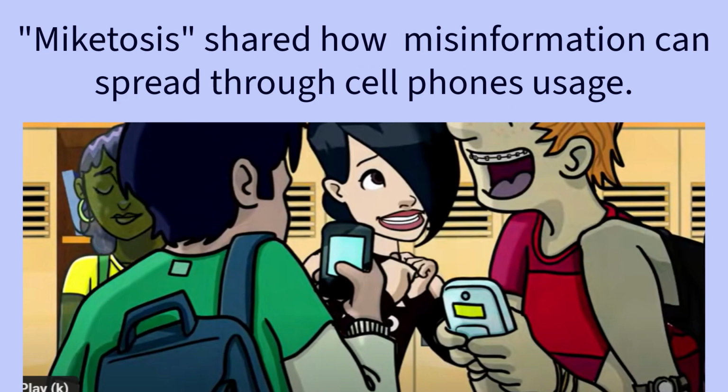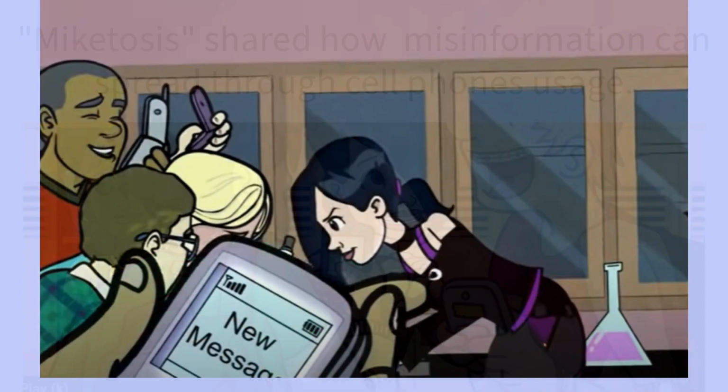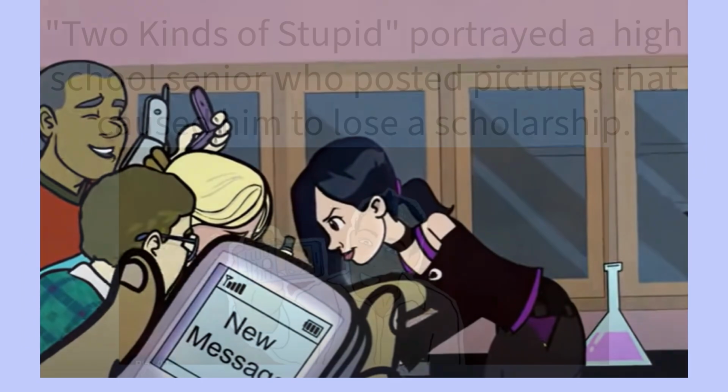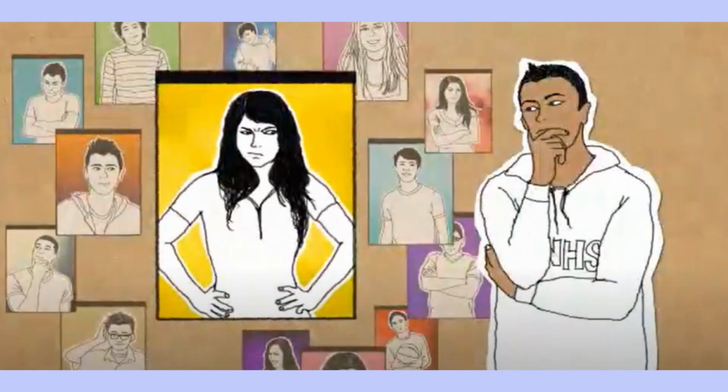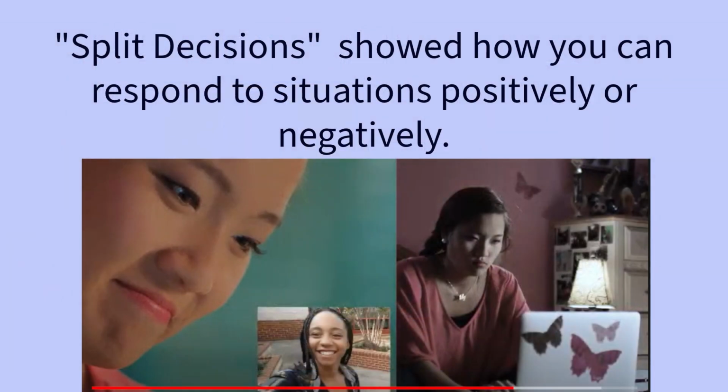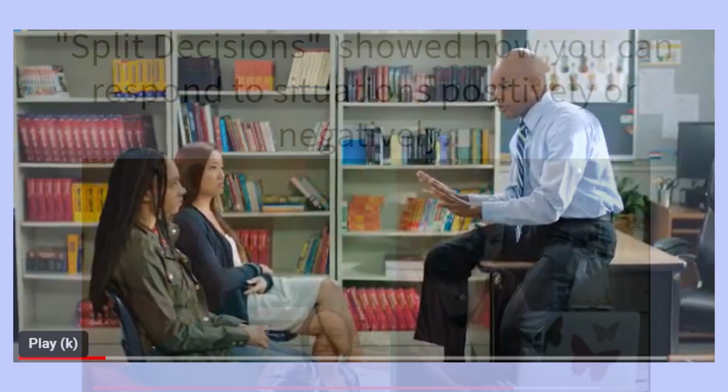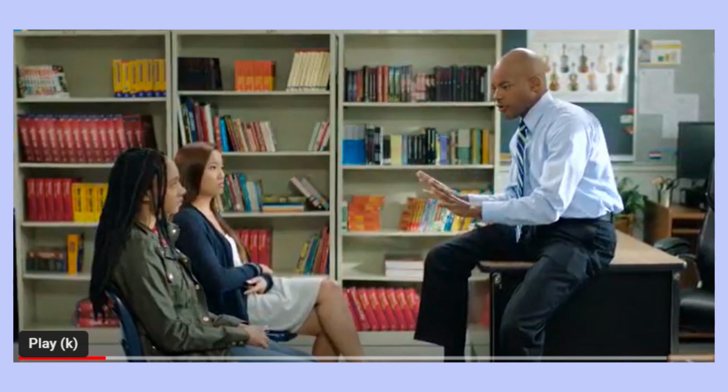Mitosis shared how misinformation can spread through cell phone usage. Two Kinds of Stupid portrayed a high school senior who posted pictures that caused him to lose a scholarship and his credibility with his friends. Split Decisions showed how you can respond to situations positively or negatively. It can create friendships or destroy them.